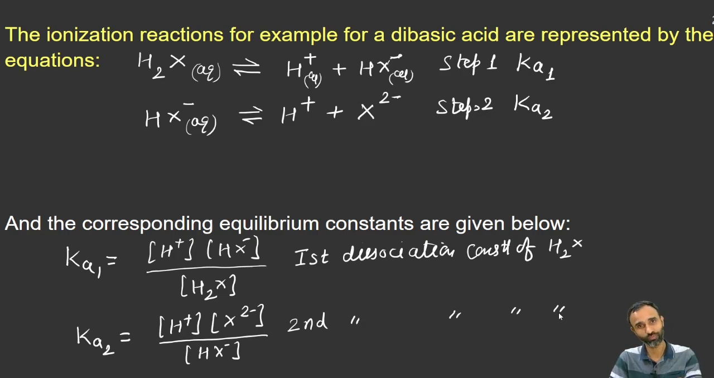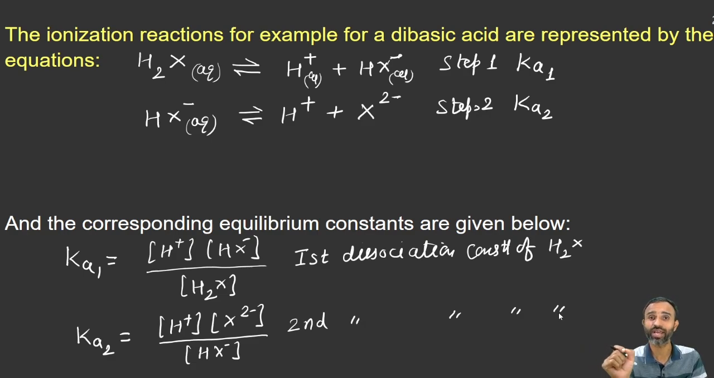So if yes, then it's okay. Otherwise I let you know now. You know H2X is a neutral molecule, so removal of H plus ion is easier, because it is easier to remove H plus ion from a neutral molecule. But if you see in step 2, we already have an anion.